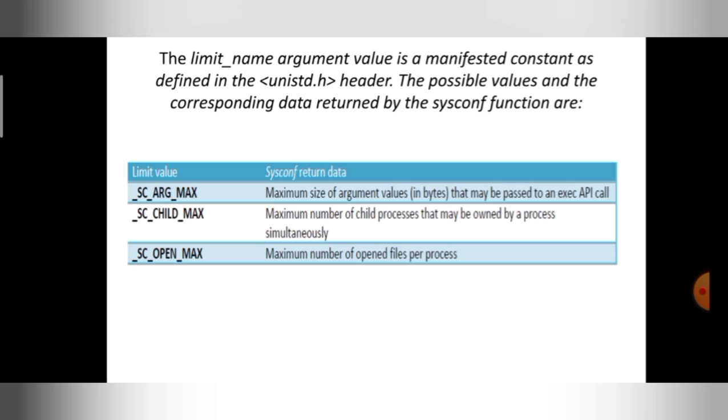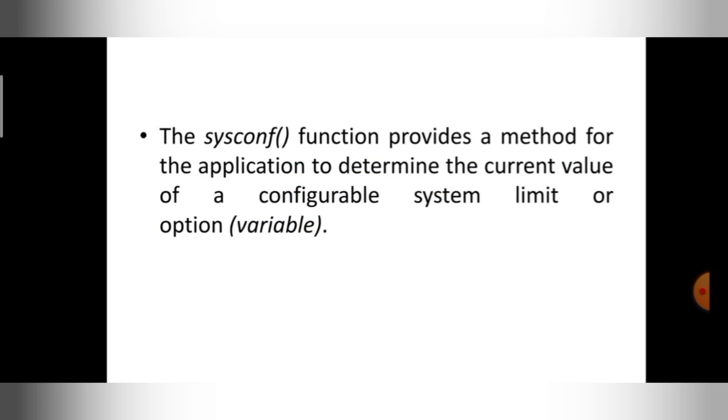Hope you are understanding. To know your limit values, you use the sysconf function. These limit values tell about the different limits specified in your system. Next, SC_OPEN_MAX tells about the maximum number of files that can be opened by a process. For example, I can define 10 files, or I can define 20 files. You know that it's configurable.